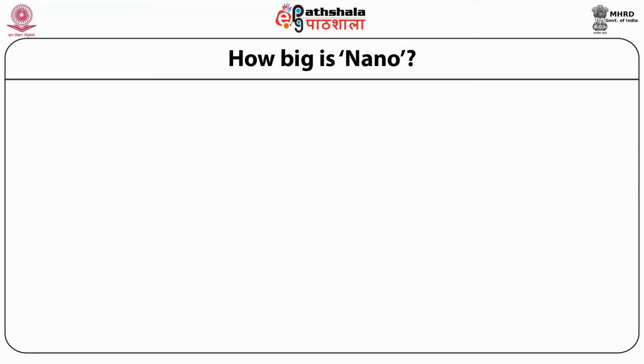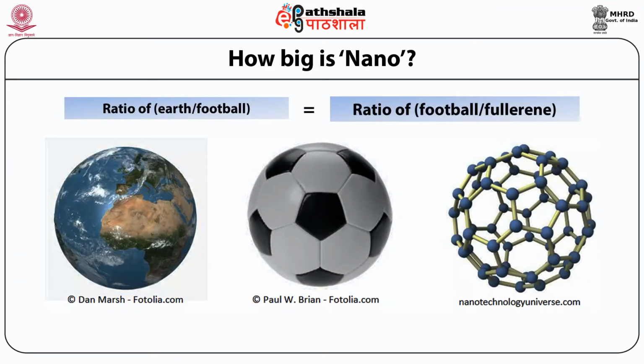Now students, the next question that arises is: how big is the nano? So we have the ratio of the earth to football is equal to the ratio of football to the fullerene. So now you can imagine how big is your nano.